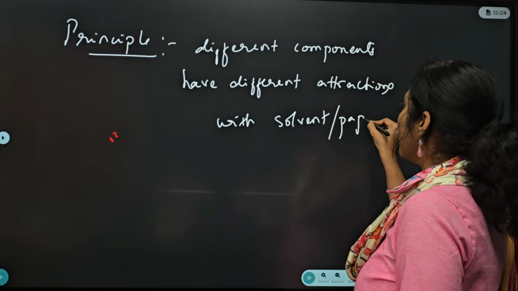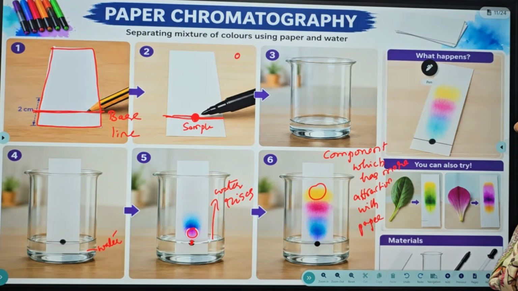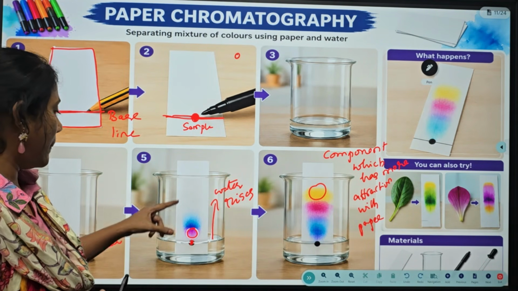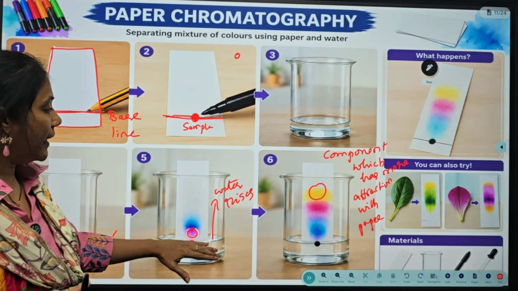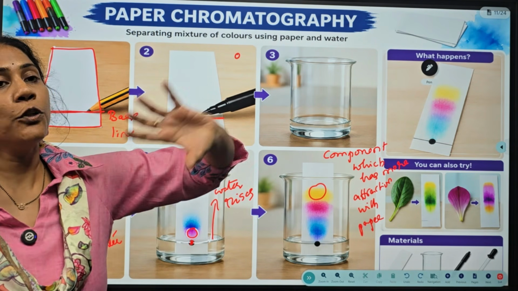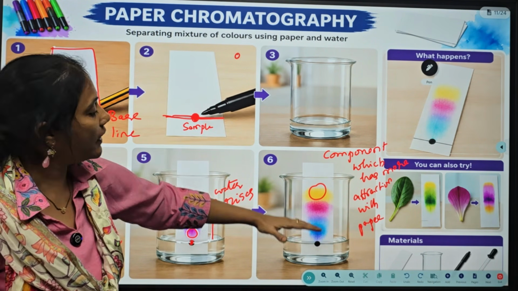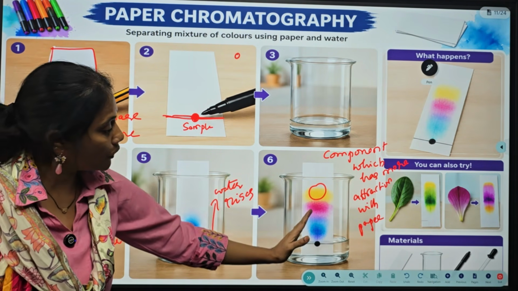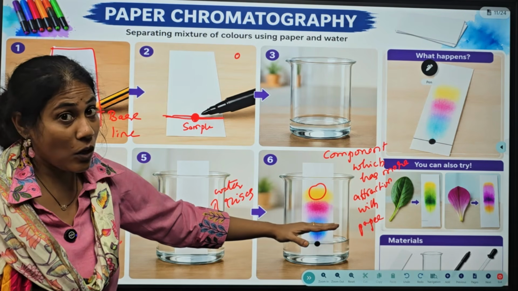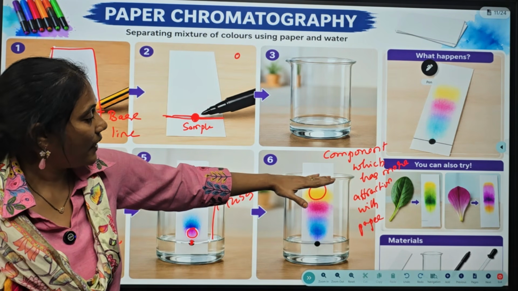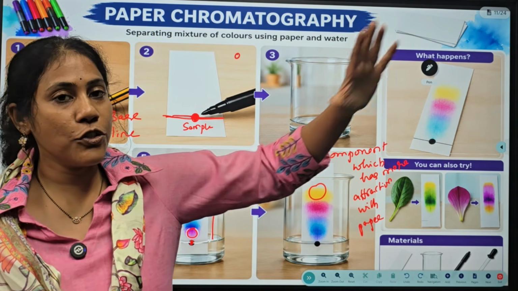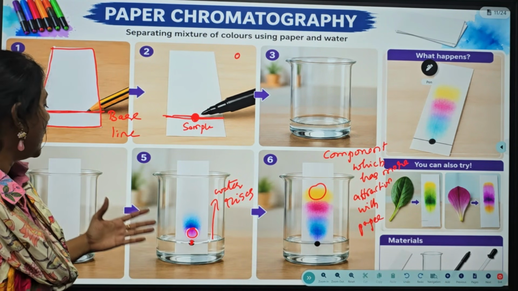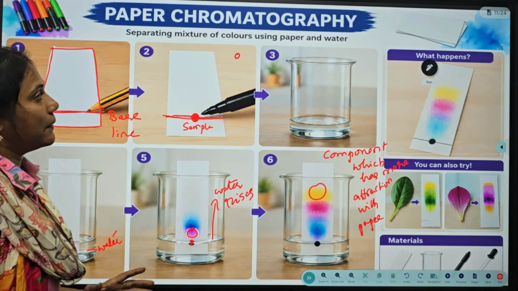Okay, so the one which has a lot of attraction and affinity with paper will remain at the bottom only. The one which is very happy to go with water will go with water as the water level rises and goes up through the paper. Yes, that's called capillary action. So as water rises up, the components also go away with water. Okay, right? So this is all about paper chromatography.